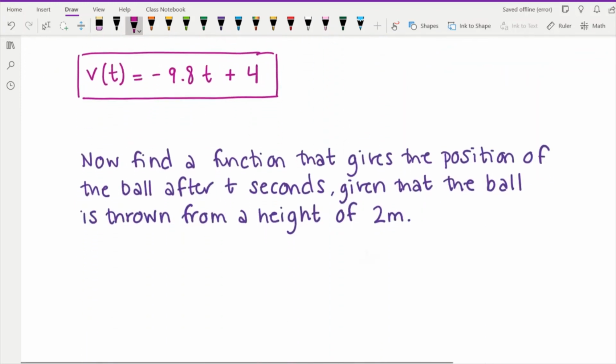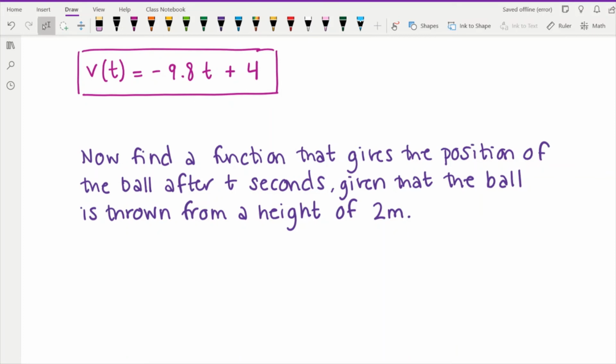Okay, so now that we have the velocity function, we can find a function that gives the position of the ball. Right, so the position function is going to be the antiderivative of the velocity function. And again, we're given this extra information. We're told that the ball is thrown from a height of 2 meters. So what that tells us is that the initial height is 2 meters, right? And so in other words, oftentimes s of t is used as the position function. I don't know why, but that's just kind of a convention. So this means that s of 0 is equal to 2.